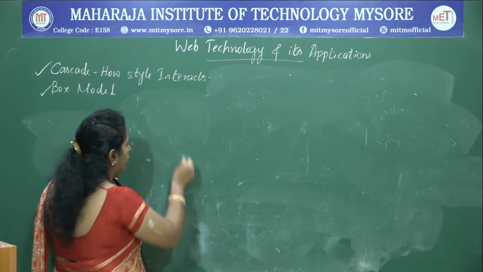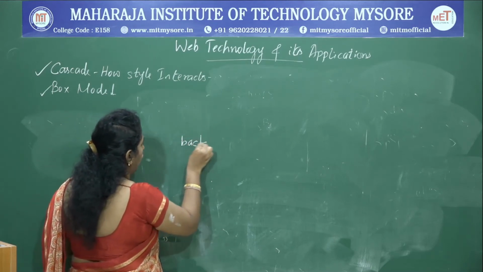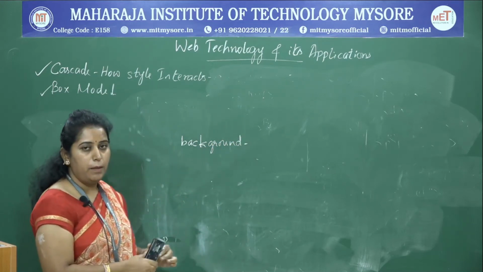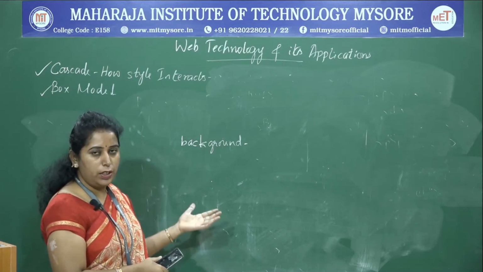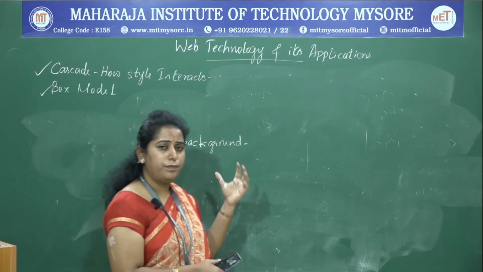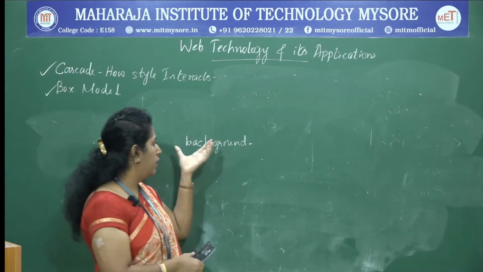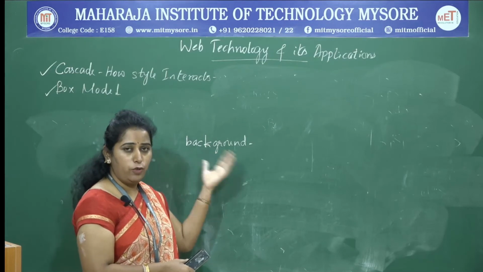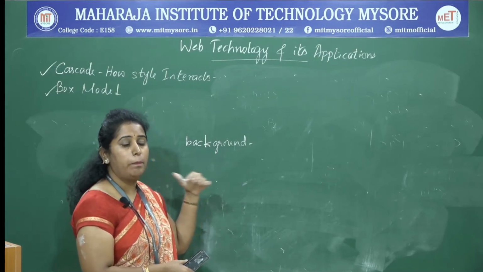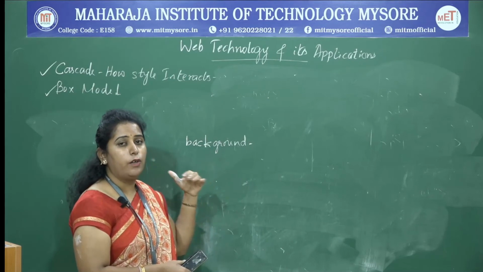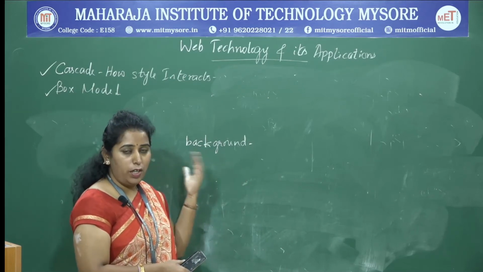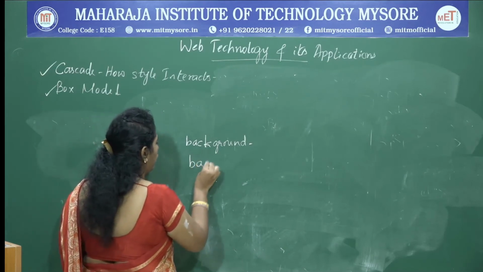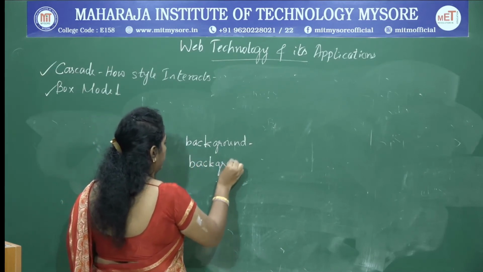Okay. So now background is a shorthand property used to style background image, background color, background position, background attachment, and so on. So first, I am going to take the background color property.